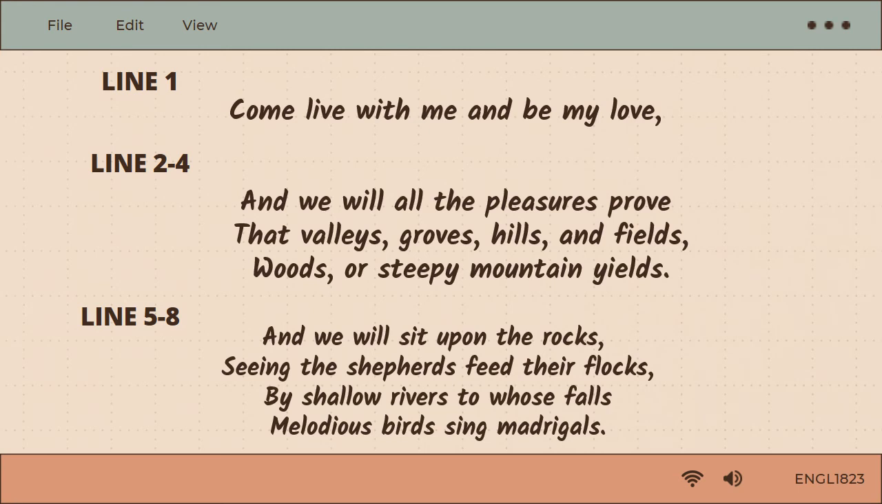And for lines 5 to 8, here we're paying more attention to the kinds of sounds Marlowe chooses to repeat rather than the fact that he repeats them. The sounds repeated in the second stanza, the W of we will, the S of seeing the shepherds, the M of melodious and madrigals, and the ever-present L sound are not harsh, but light and breathy. By choosing to repeat these sounds as opposed to ones that have a little more bite to them, Marlowe adds to both the musicality of his poetry and the lightness of its tone.